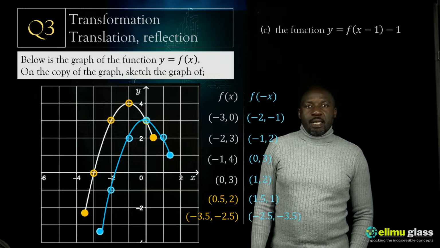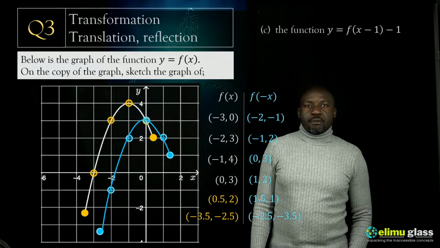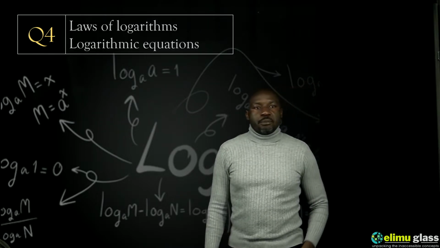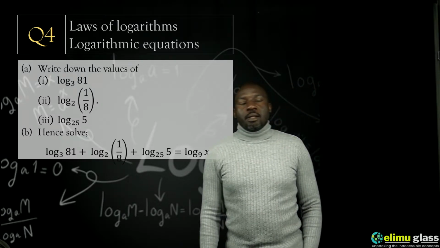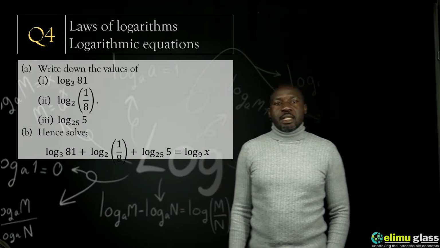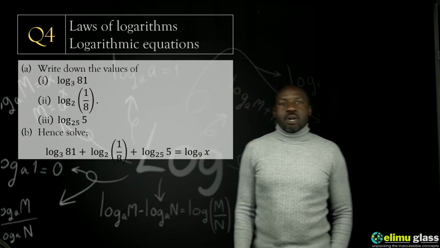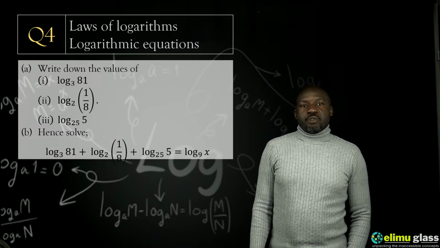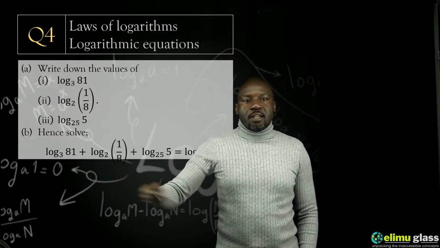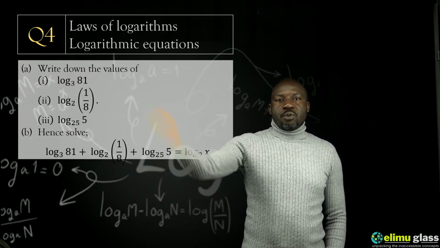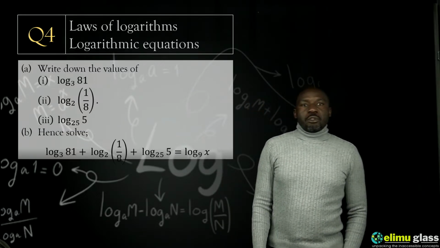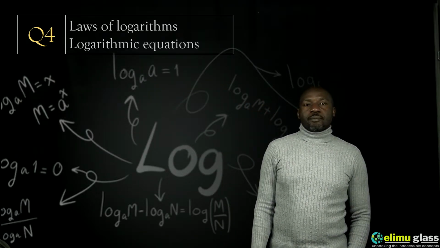Let's move to question 4. Question 4 was on logarithms. Write down the values of log to base 3 of 81, log to base 2 of 1 over 8, log to base 25 of 5, hence solve that. And of course, to solve this, we are making use of the initial points there. So let's go into it.